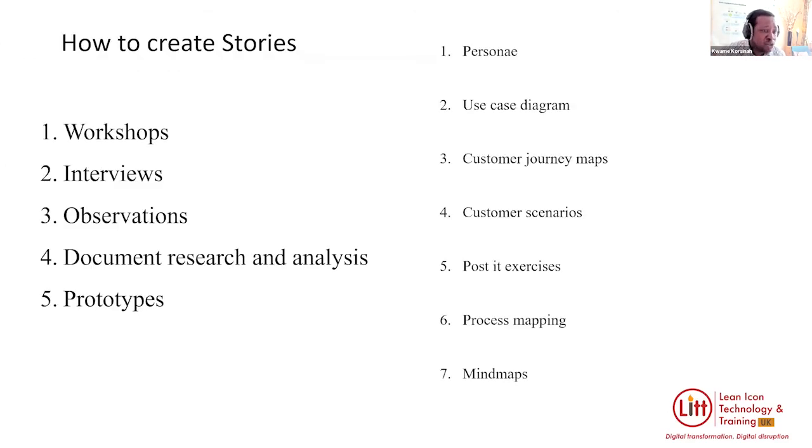And how do we create stories for feature number one? We can use workshops, interviews. We can engage in observation of users of the Excel spreadsheet or any existing tool that's inside the business at the moment. We will also conduct document research and analysis, and we could also use prototypes. These are more considered elicitation techniques for helping us build our backlog.